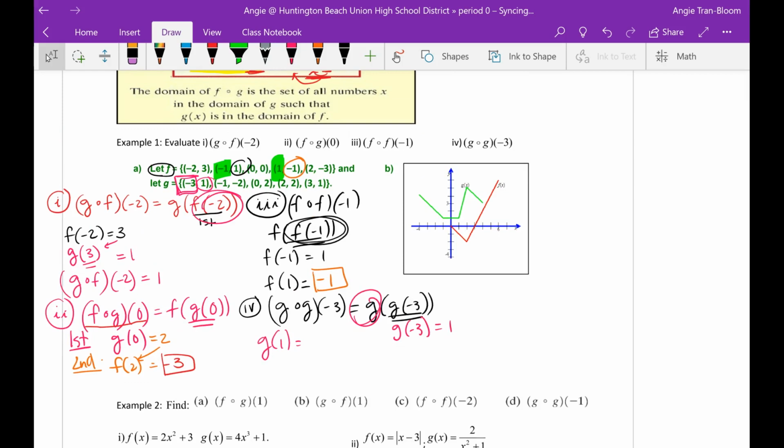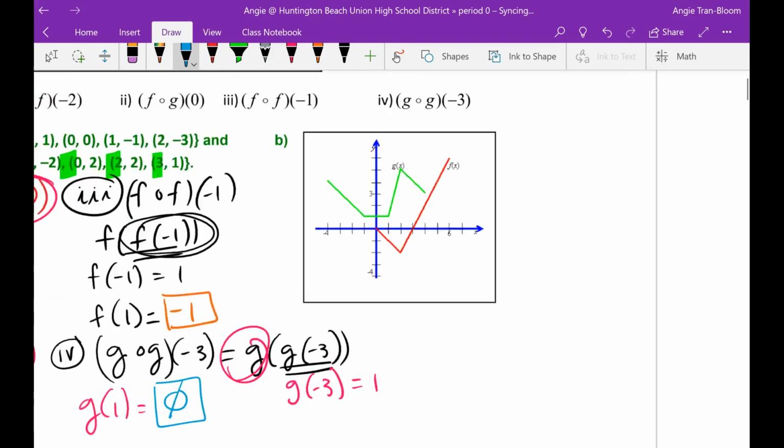Now let's go back to the g function. Erase all the stuff that I marked. G of 1, let's go. That's -3, that's -1, that's 0, that's 2, that's 3. Oh my, the g function does not have 1 for an input. So that means there is no solution. This is undefined or no solution, whatever you want to call it. So that's how we do composition if they give you a set of ordered pairs.